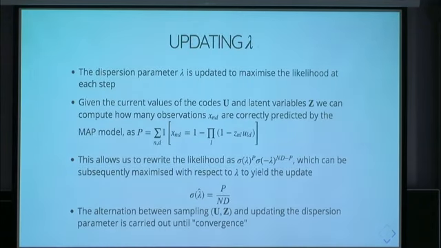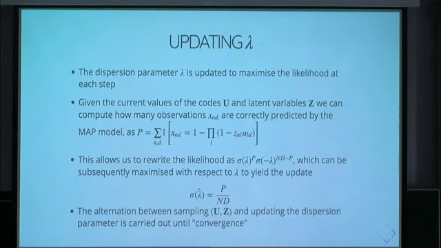The dispersion parameter, for now, we're just going to maximize it. You could think we could put a prior distribution on it and update it as part of the process, but for now we're just going to hill climb on it. The way we do that is, given the current values of the codes U and the latent Z, we look at the reconstruction error rate.